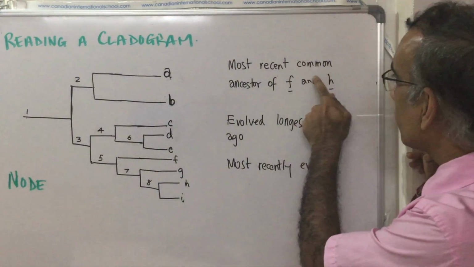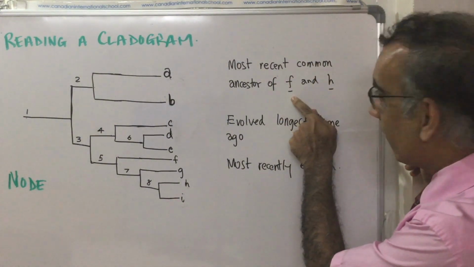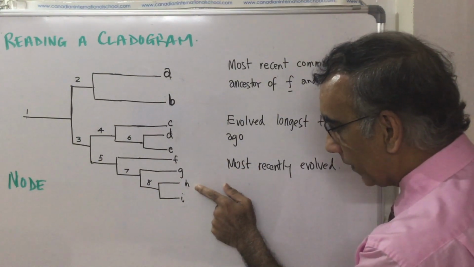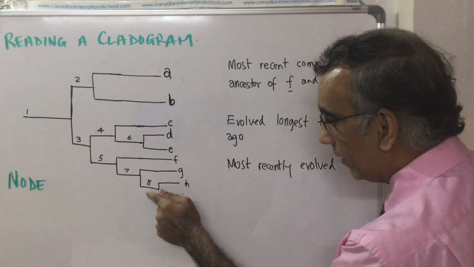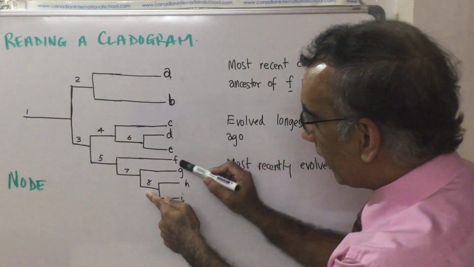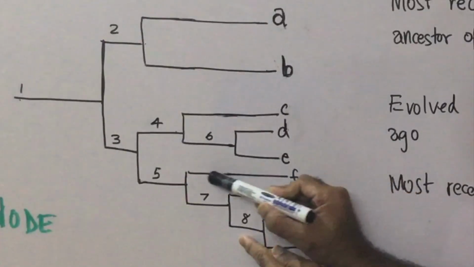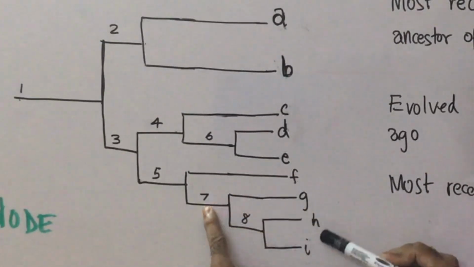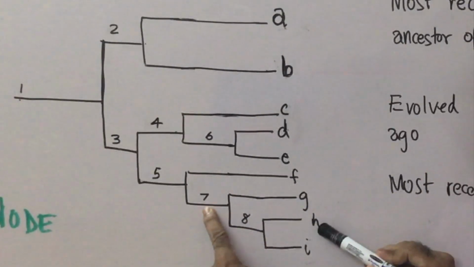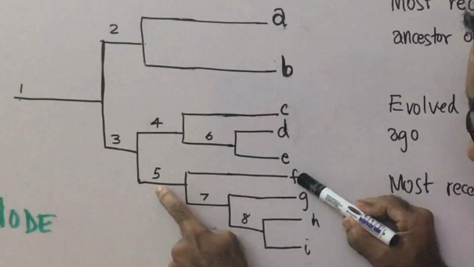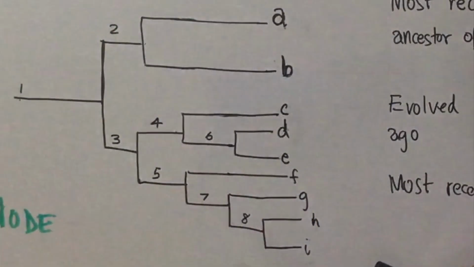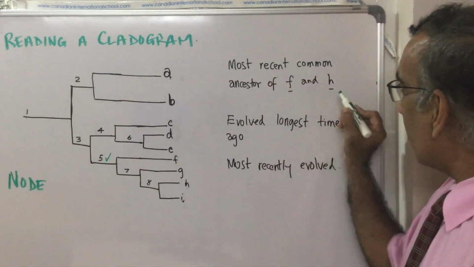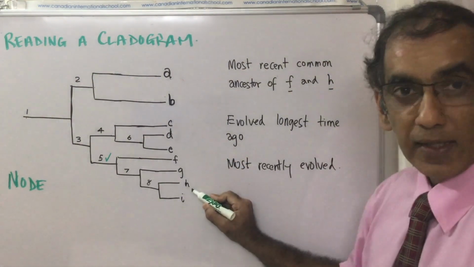So, most recent common ancestor of F and H. Here we have F, and here we have H. H has got an ancestor 8. F has got an ancestor 5. G has got an ancestor 7, which is also an ancestor of H. But F and H have a common ancestor here with number 5. So it's pretty much logical to say then that 5 is the common ancestor of F and H.